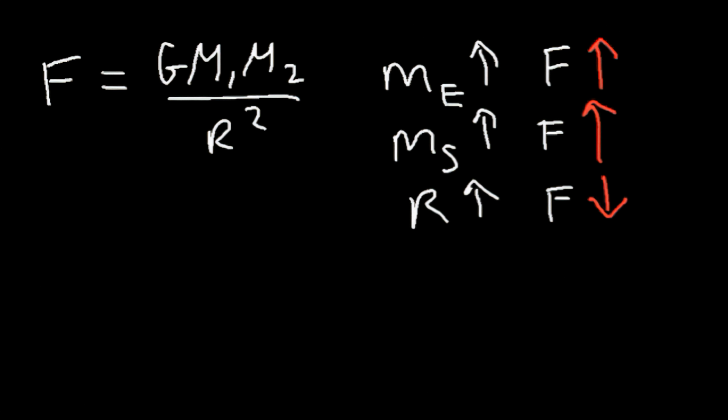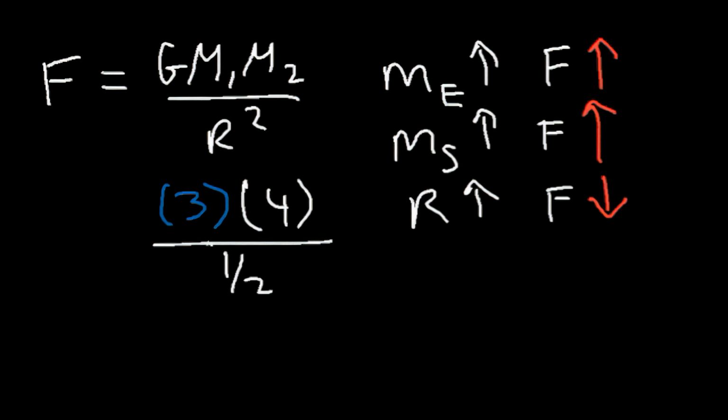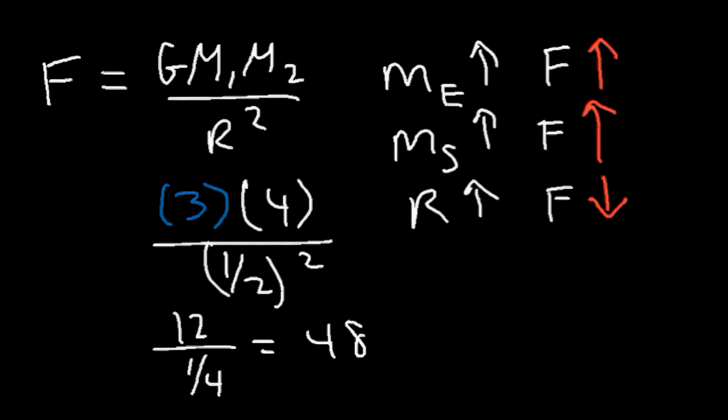Now let's say if you triple the mass of the Earth, quadruple the mass of the Sun, and decrease the distance by a half. What effect will it have on the gravitational force between the Sun and the Earth? So 3 times 4 is 12. 1 squared is 1, 2 squared is 4. 12 divided by 1/4 is 48. So in this case, the gravitational force will be 48 times as great.